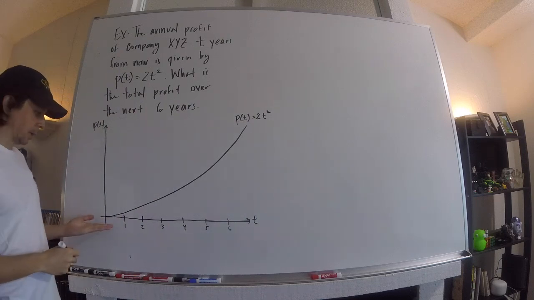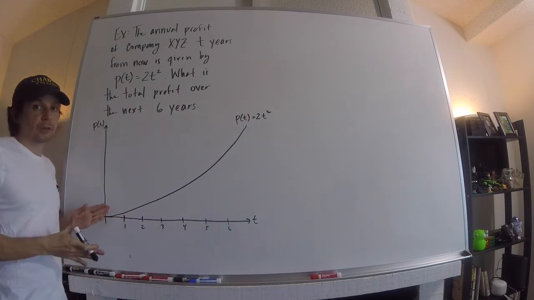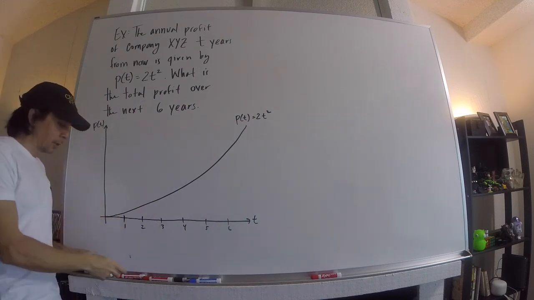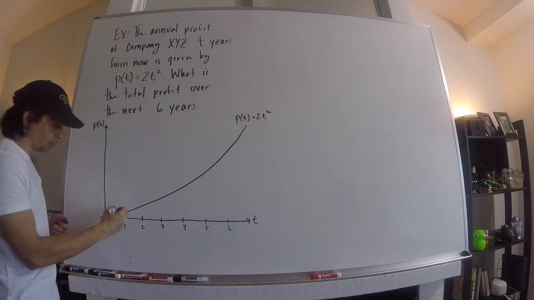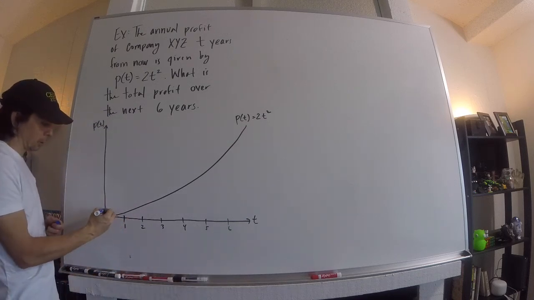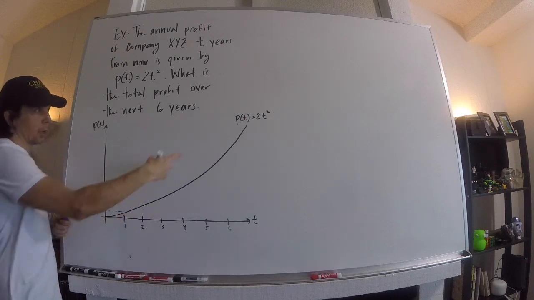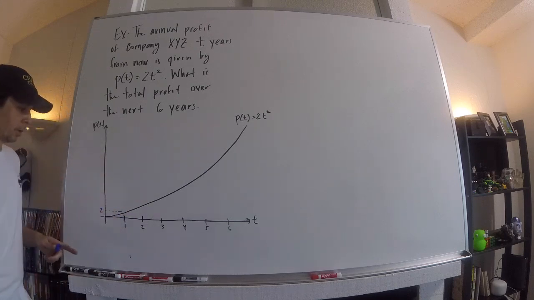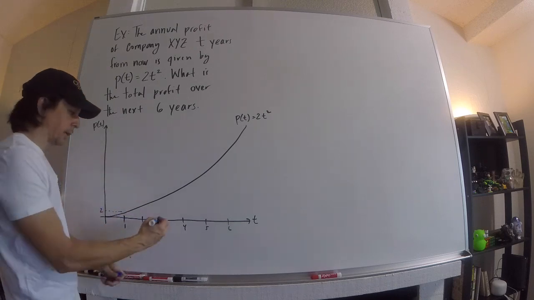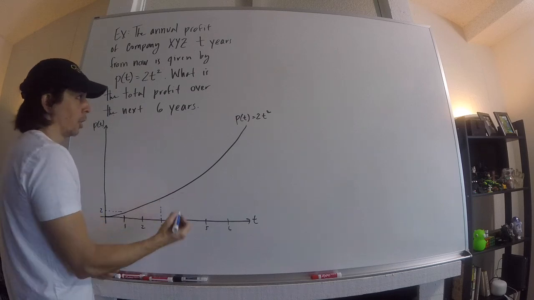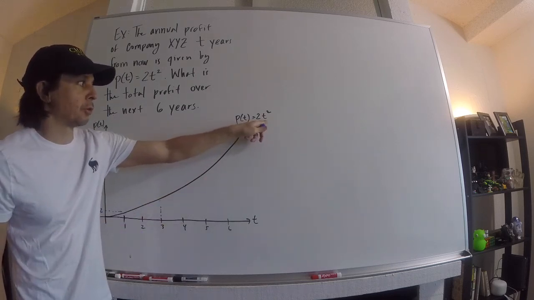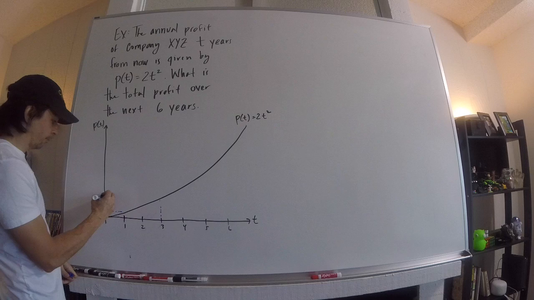Even though it's given as a continuous function, the annual profit at the end of year 1 is whatever P of 1 is. That's going to be 2. Plug in 1 there, you'll get 2. At year 3, your annual profit is going to be P of 3, which is going to be 2 times 3 squared, 18.